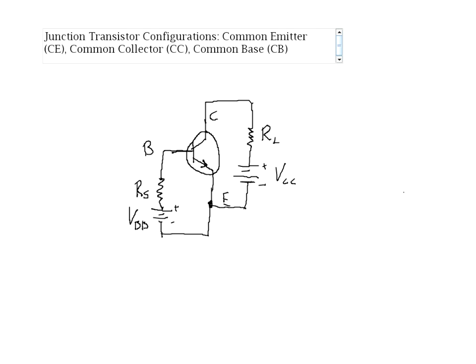Now, in this configuration, we will have a collector current, IC, which goes this way, and we'll have a base current, I sub B, which goes this way. And of course, the whole idea of a transistor is that with a small base current and therefore a small VBB, we can control a much larger collector current.